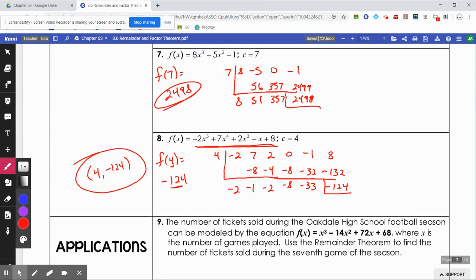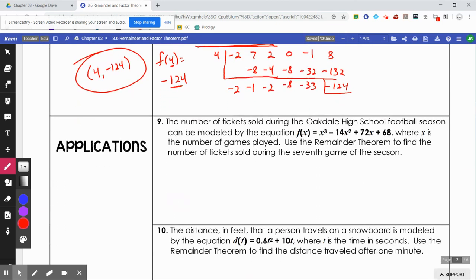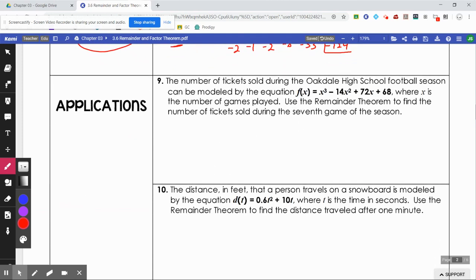Same thing here, 7, 2498. When you put a 7 into this function, you get 2498. That's a point on this function. That can help us graph this function. Remember that as we go through the problems in the remainder of the chapter.